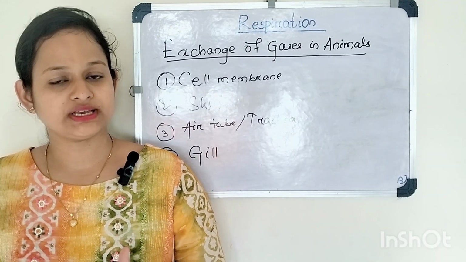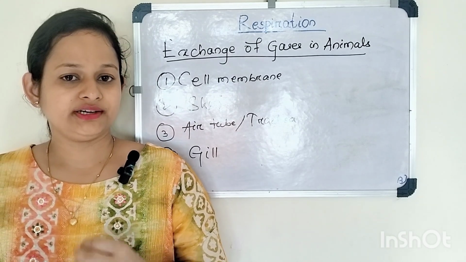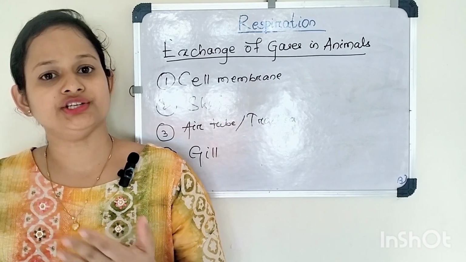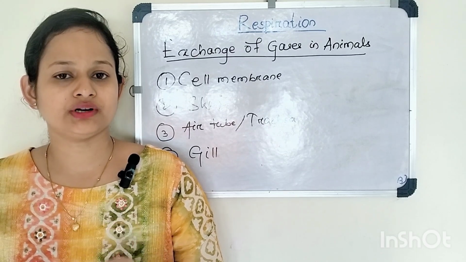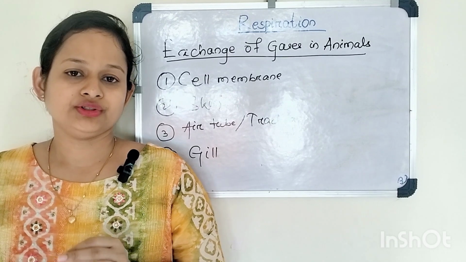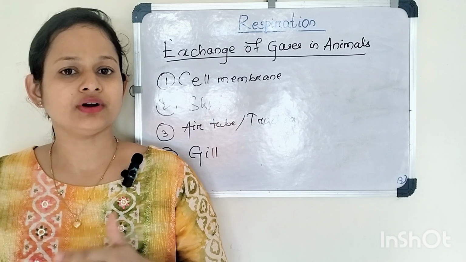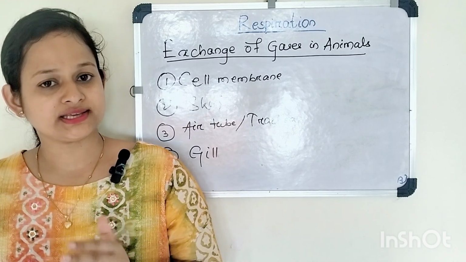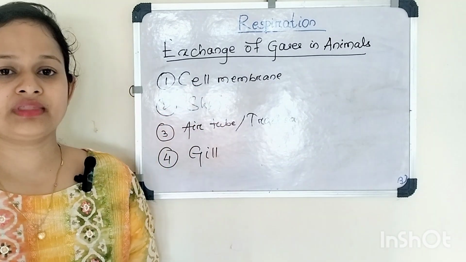Then come to the exchange of gases in animals. Terrestrial animals take oxygen directly from the atmosphere, but aquatic animals take the dissolved oxygen present in the water. The amount of oxygen present in water is very much less compared to the atmosphere, so the rate of respiration or breathing is very fast in aquatic animals. There are four types of structures present for the exchange of gases in animals: cell membrane, skin, air tube, and gill.